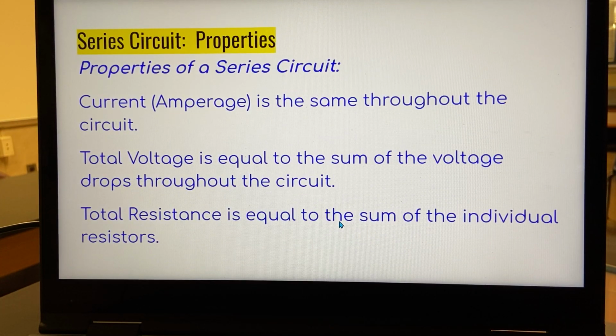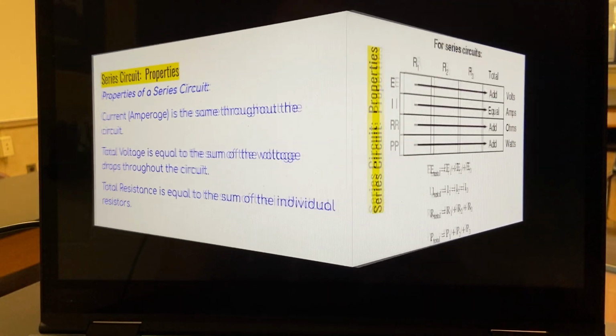There are certain properties of a series circuit. So in a series circuit, the current will never change. Current remains the same throughout the circuit. The total voltage will equal the sum of the voltage drops along the circuit. And the total resistance will equal the sum of the individual resistors.